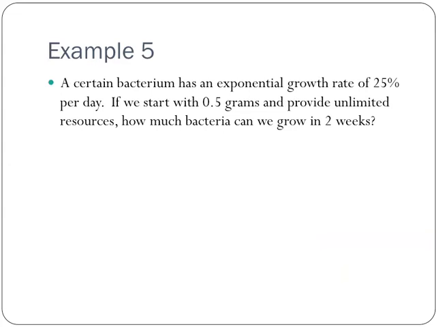Okay, example 5. A certain bacteria has an exponential growth rate of 25% per day. If we start with 0.5 grams and provide unlimited resources, how much bacteria can we grow in 2 weeks? Alright, so no formula given. Let's use the PERT equation here. So the amount we start with is 0.5 grams, so P will be 0.5. And then the rate is 25% per day, so that's going to be 0.25. Now notice that the rate is given as a percent per day. So make sure when you plug in for t, you're plugging in days.